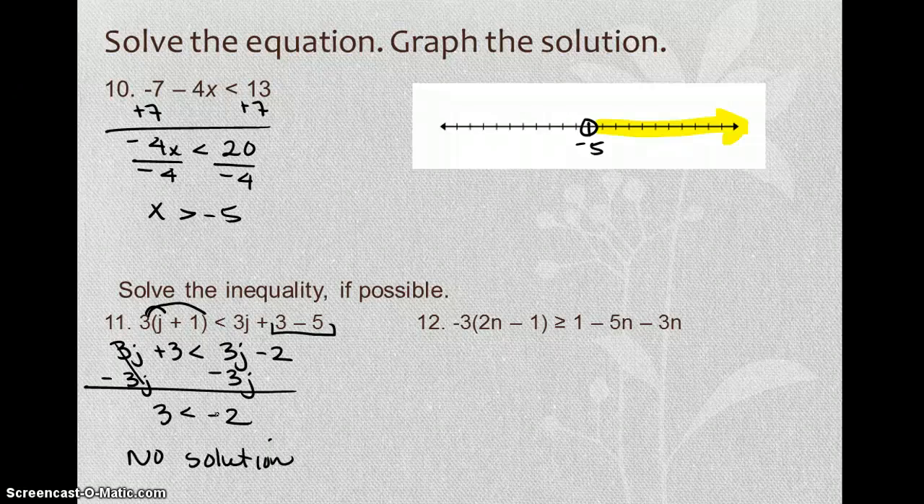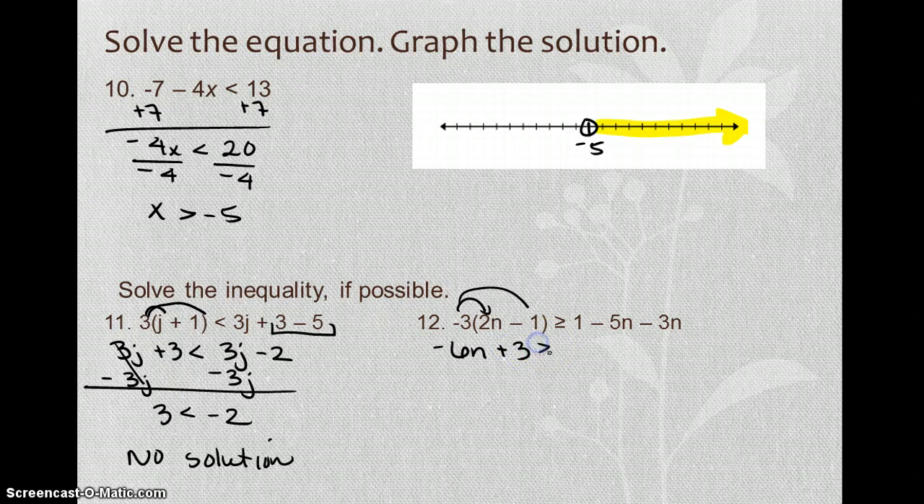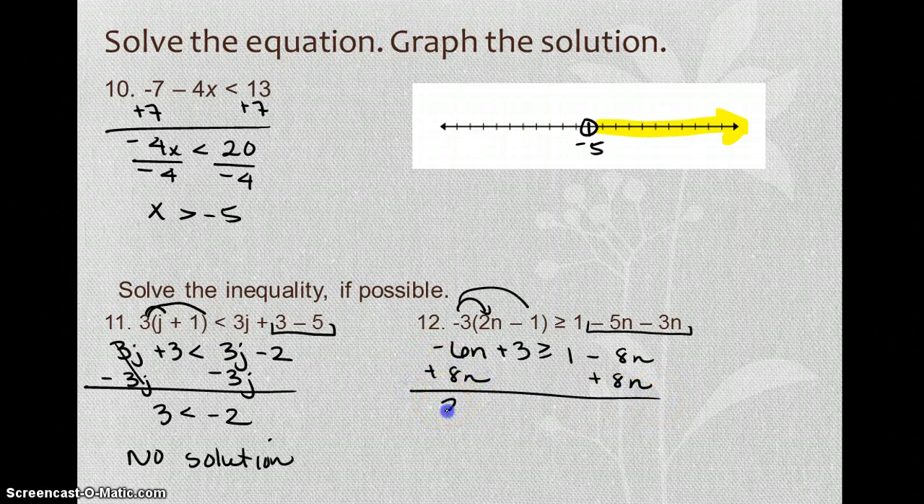If you're feeling good about this, you can go ahead and pause for number 12 and then check your work with mine once you're done. I'm going to distribute though, and I get -6n plus 3 is greater than or equal to 1. And here are two like terms for me to combine. And when I do, I get -8n. And then I'm going to move my variable to the left side. So I'm going to add 8n and add 8n. So I get 2n plus 3 is greater than or equal to 1.